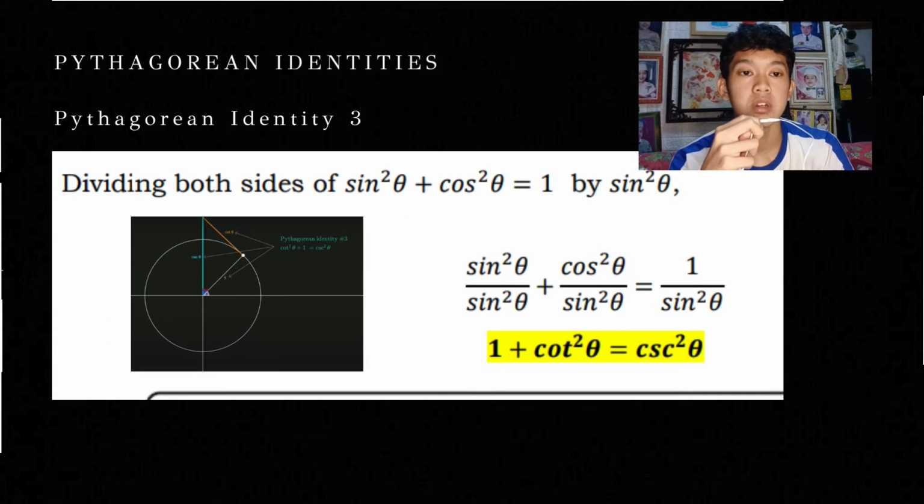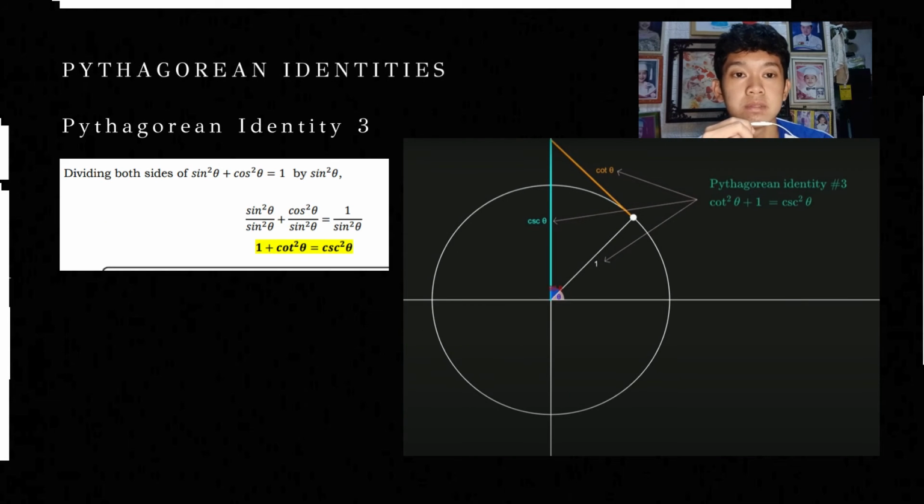For the second Pythagorean identity, we can get it by dividing all the terms by sine squared. So sine over sine is just 1, and cosine over sine, going back to the quotient identities, is equal to cotangent. And 1 over sine, going back to the reciprocal identities, is equal to cosecant. Hence, our second identity is 1 plus cotangent squared is equal to cosecant squared. And from here, we can derive other identities by using APE. And here is the visualization of the second identity.